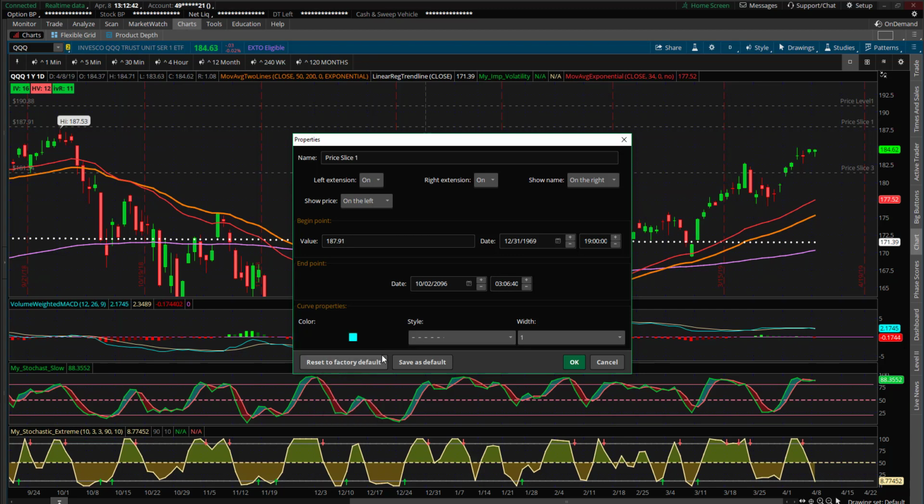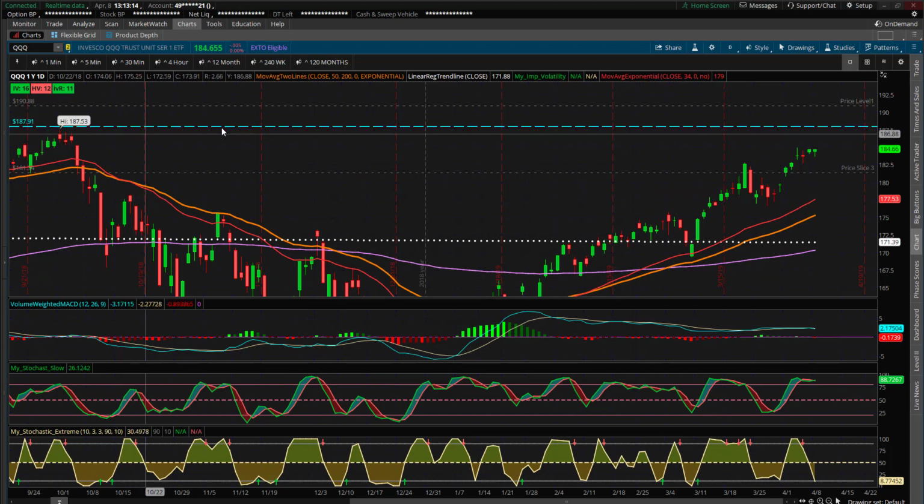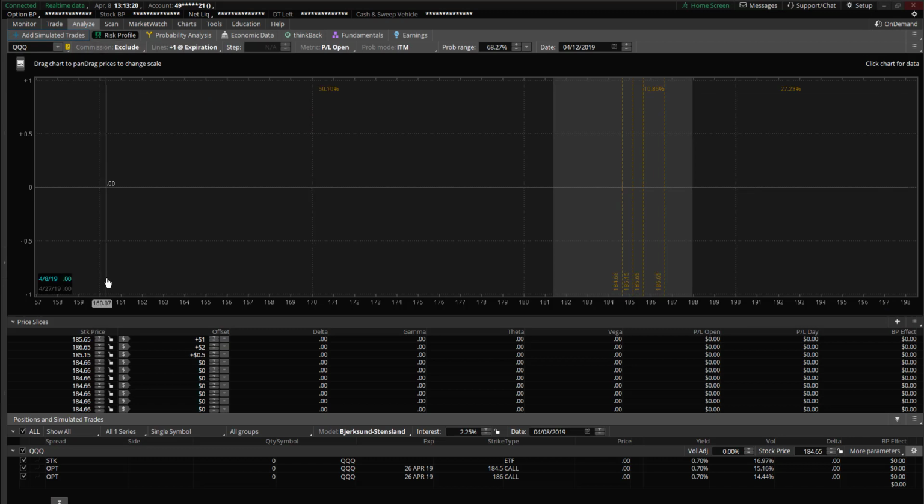So if, for an example, we go with cyan, width of 2, a more spaced out dash. Suppose we don't want the name, so we can turn the name off, and we do not want a left extension, so we can do all of that, set it as default, and now you can see that would be our new price slice. We can check that going back in there and actually applying slices to the chart.